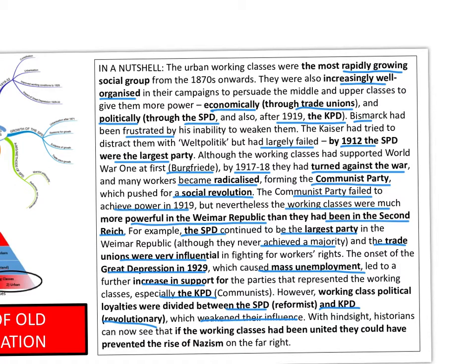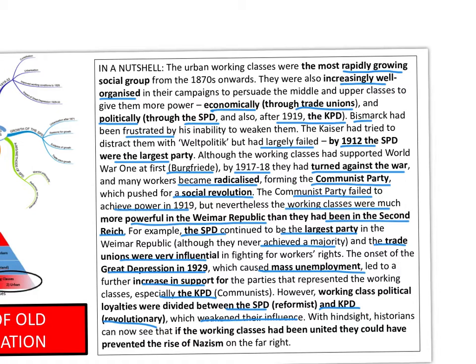If the Communist Party and the SPD had worked together and voted together, for example in the Reichstag, then with hindsight, we could see that Hitler and the Nazi Party, who got a huge amount of support on the far right, would have found it much more difficult, if not impossible, to achieve power, which of course happened in January 1933. The Nazis took power.